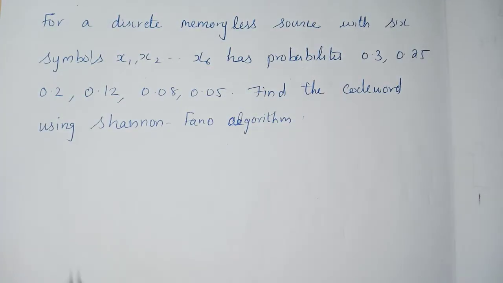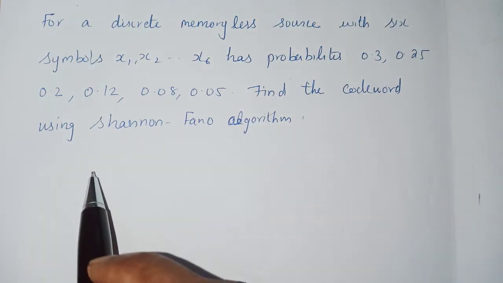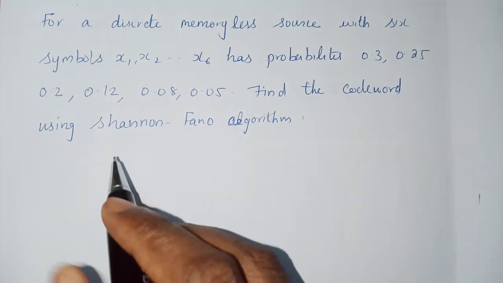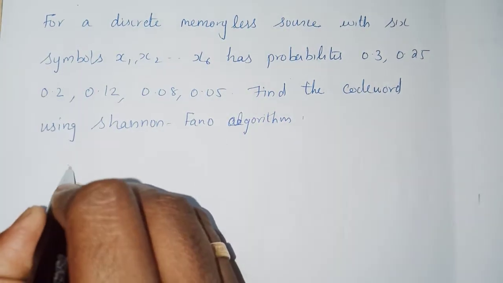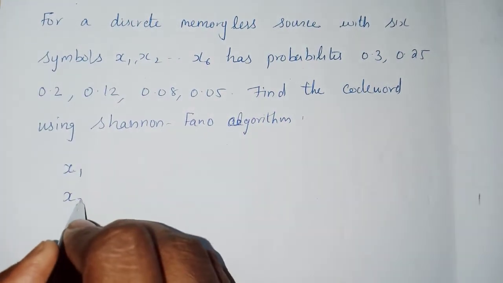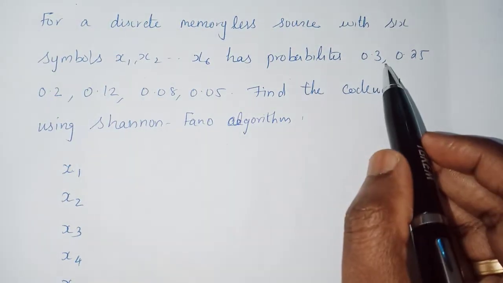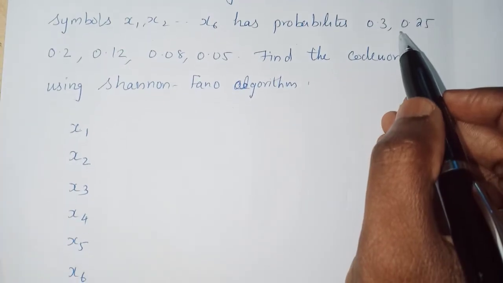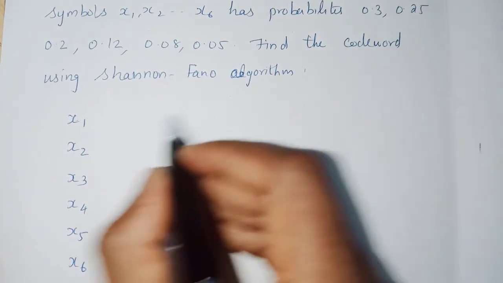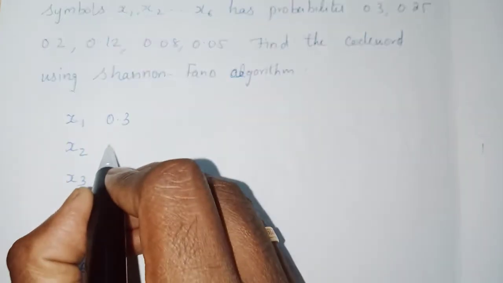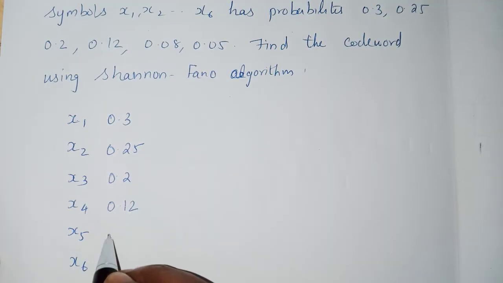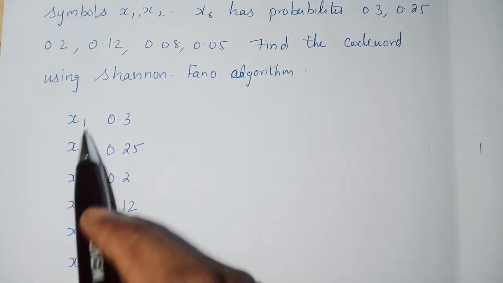As I said, we have 6 symbols here, x1 to x6. First we will write them down: x1, x2, x3, x4, x5, x6, and we'll write their probabilities. Their probabilities are 0.3, 0.25, 0.2, 0.12, 0.08 and 0.05. So these are the symbols and the probabilities.